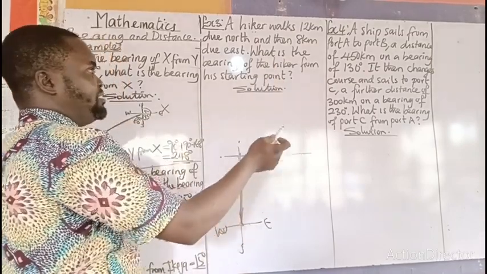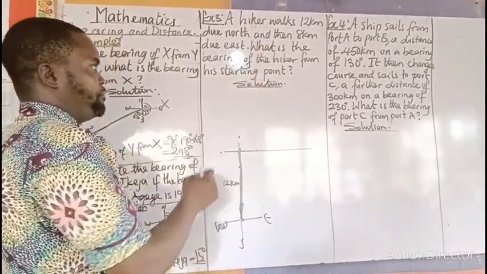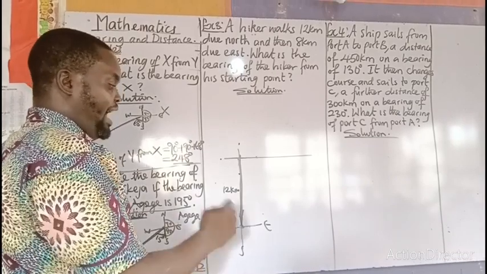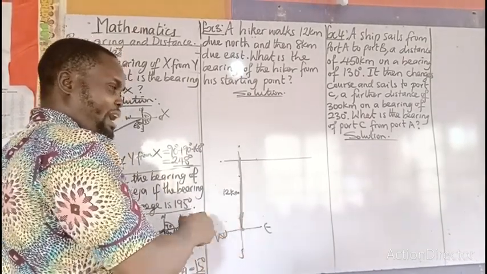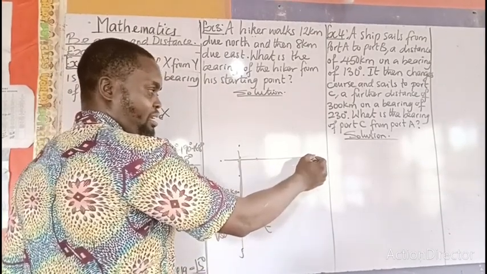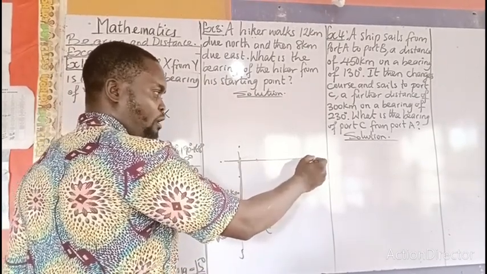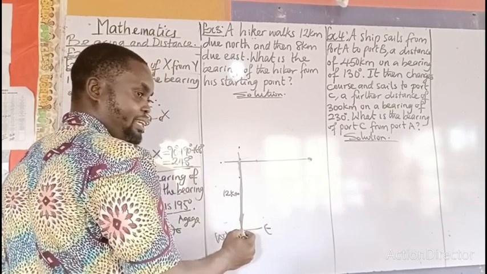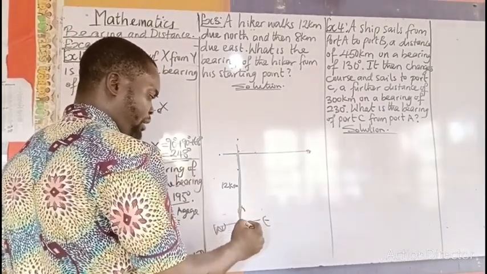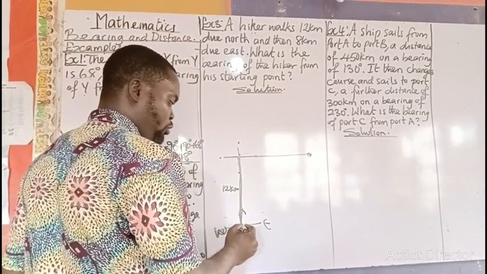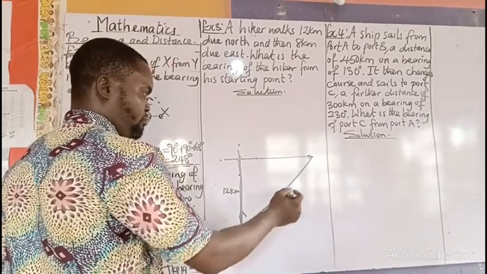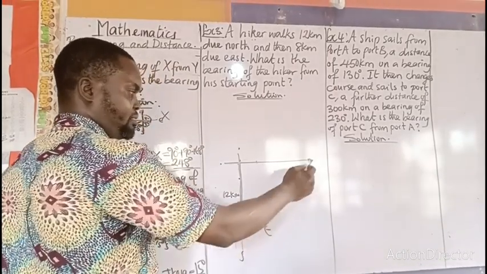What is the bearing of the hiker from the starting point? Where is the hiker now? He went like this, went like that, means he's here now. They're now asking for the bearing of this place from the starting point. So you can see that the hiker is here. There will definitely be a line from here that joins the two places, showing where the hiker is and the starting point.